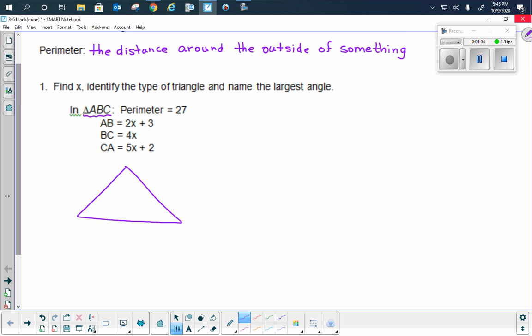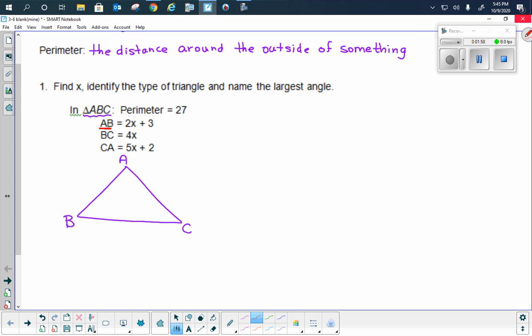I will always put, remember angles are with capital letters, I will always put angle capital A at the top. I'll put angle B in the lower left and angle C in the lower right. Okay, so that we can match. And then if I'm labeling this, well, notice guys, let's just make some connections.